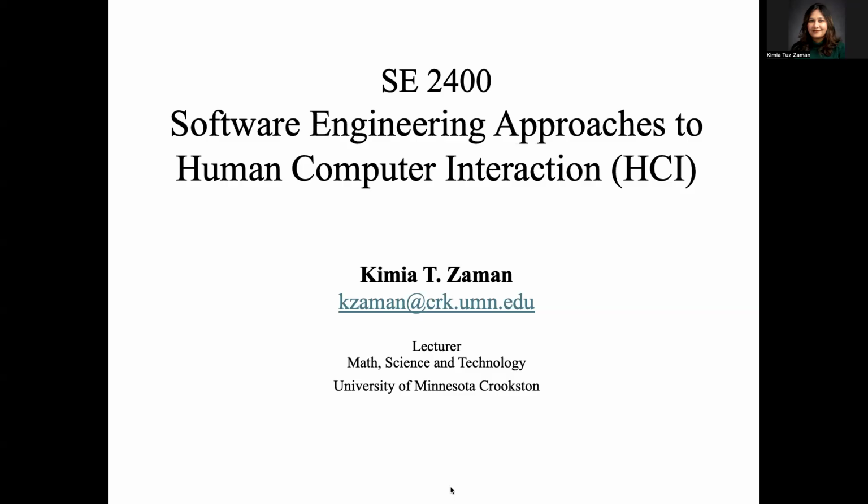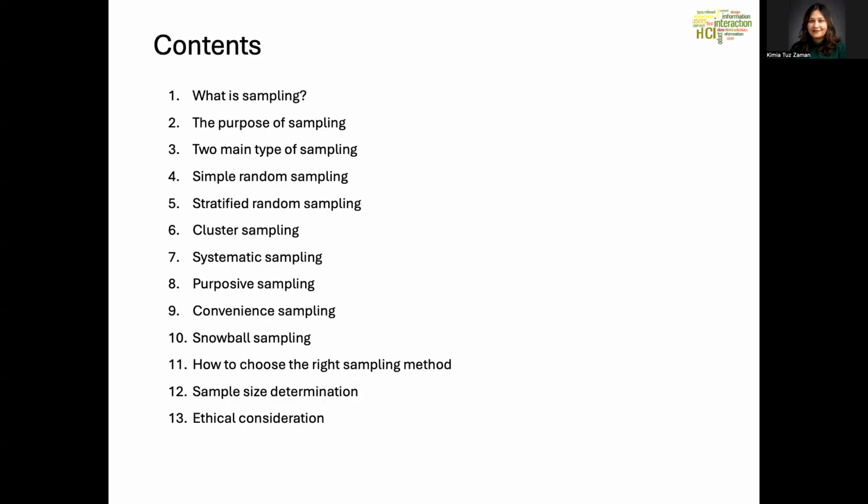Hello, everyone. Welcome back to module 4 of software engineering approaches to human computer interaction. Today, we will be talking about sampling. We will see different kinds of sampling and how to select a sample size. And finally, we will see some ethical considerations.